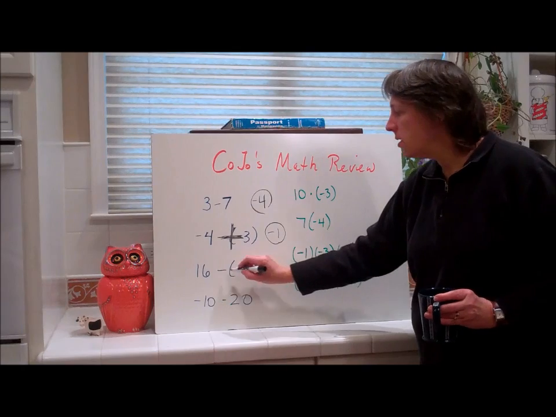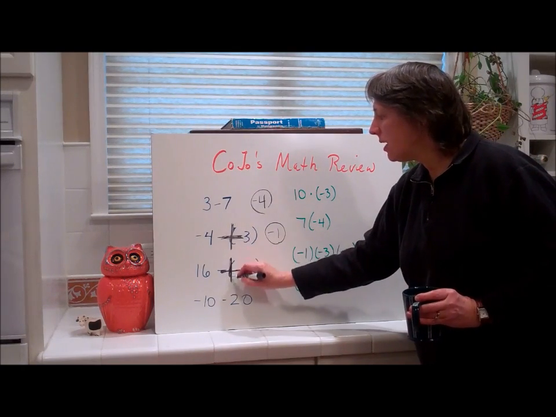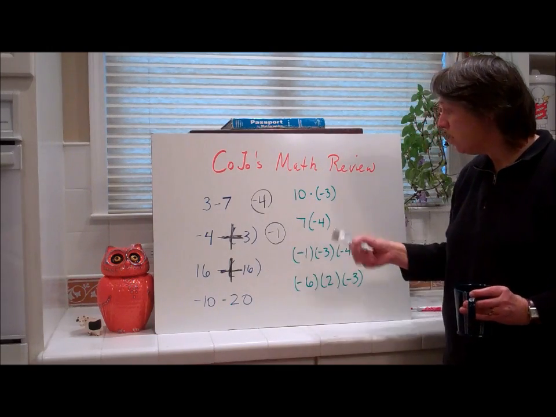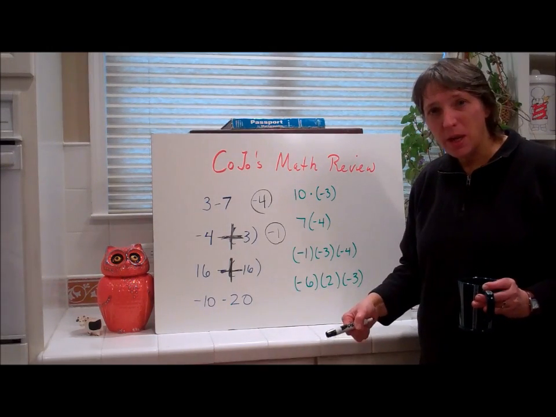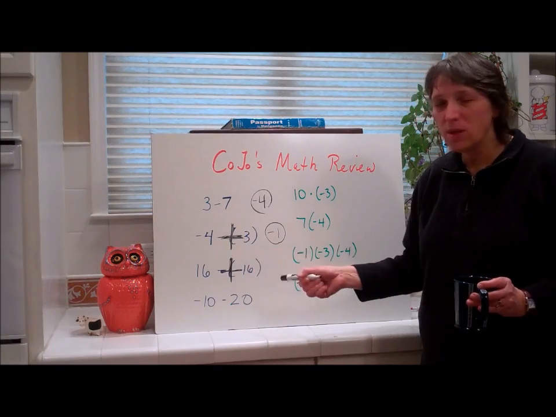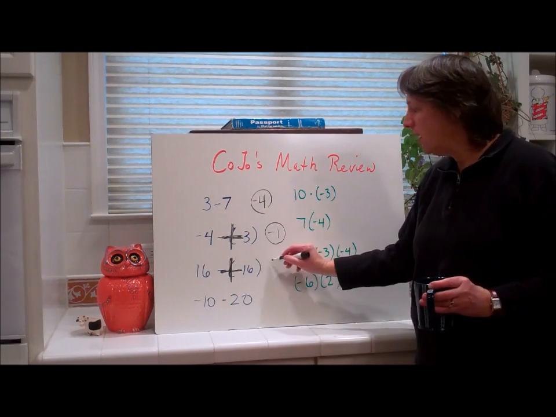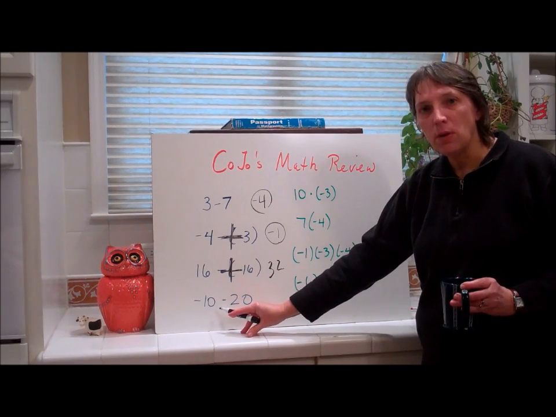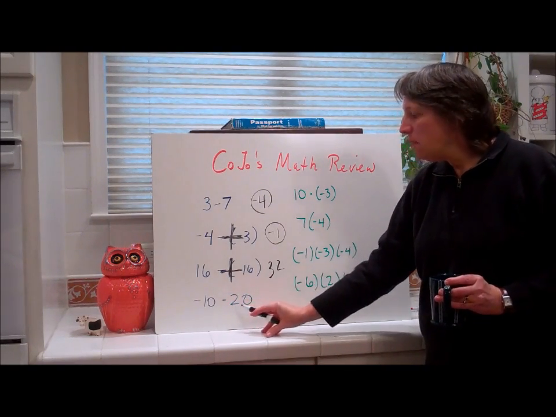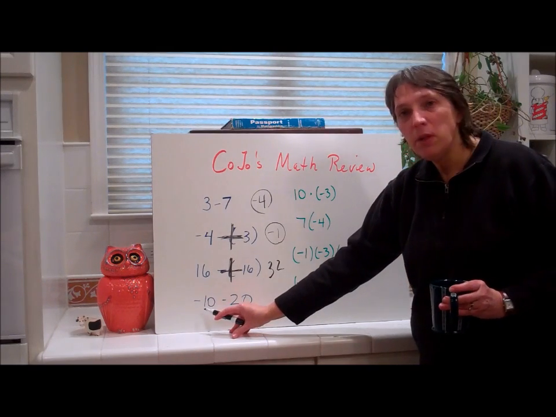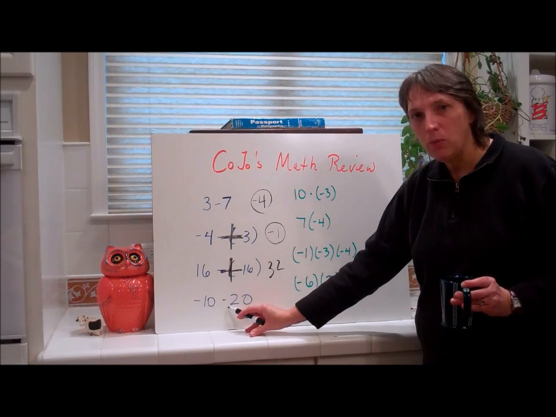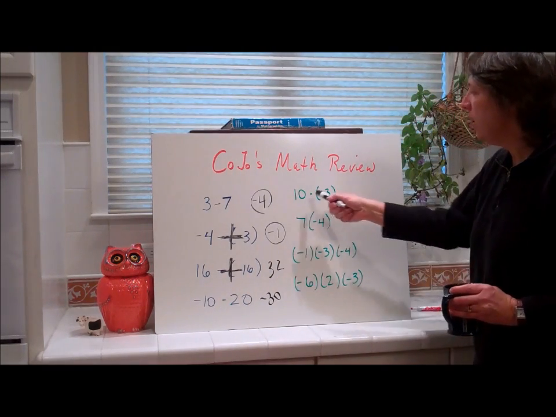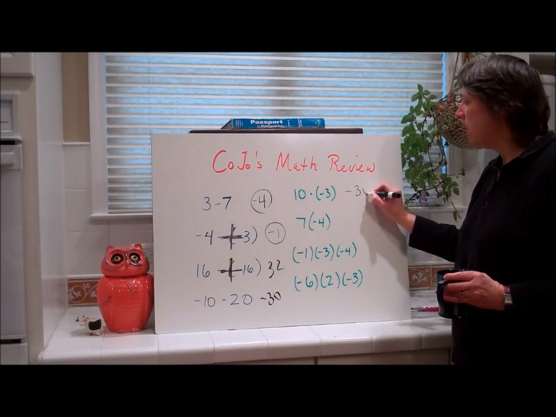Here, 16 minus negative. When we read it, we say minus, but we treat it as a double negative, and a double negative becomes positive because we talked about a negative times a negative being a positive. So if we have two negatives in a row, it becomes a positive. That becomes 32. And then here's the one that's a stickler for most of you. -10 minus 20. It's 10 below 0, and it drops 20 more degrees. It's -30. Okay, over here, 10 times -3 is -30.